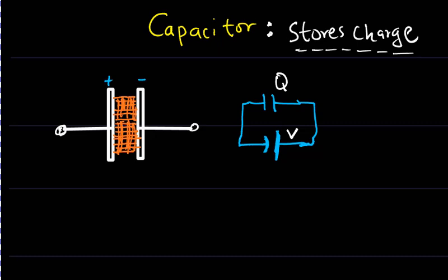Now, how is a capacitor constructed? A capacitor, as you can see from this diagram, is made up of two parallel plates. One is the positive plate, the other is the negative plate. In between the parallel plates lies an insulator known as the dielectric, which produces a medium known as the dielectric medium.